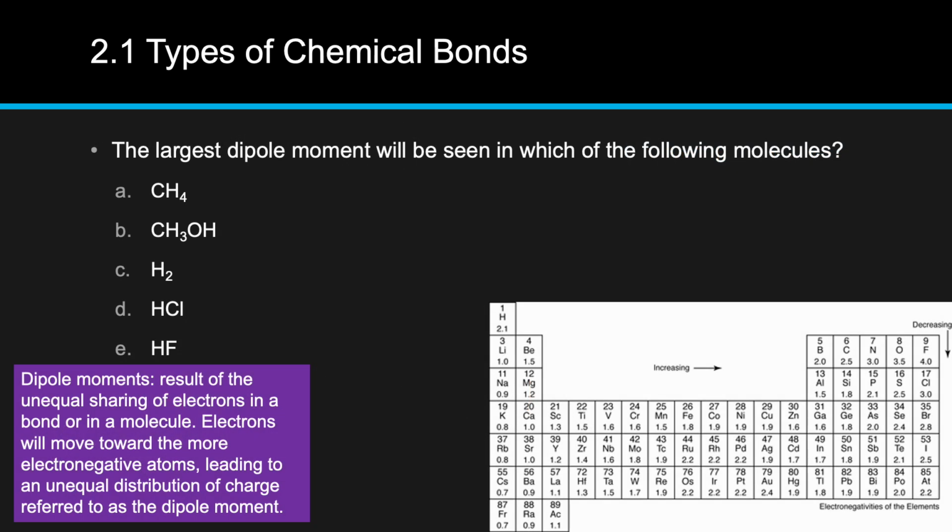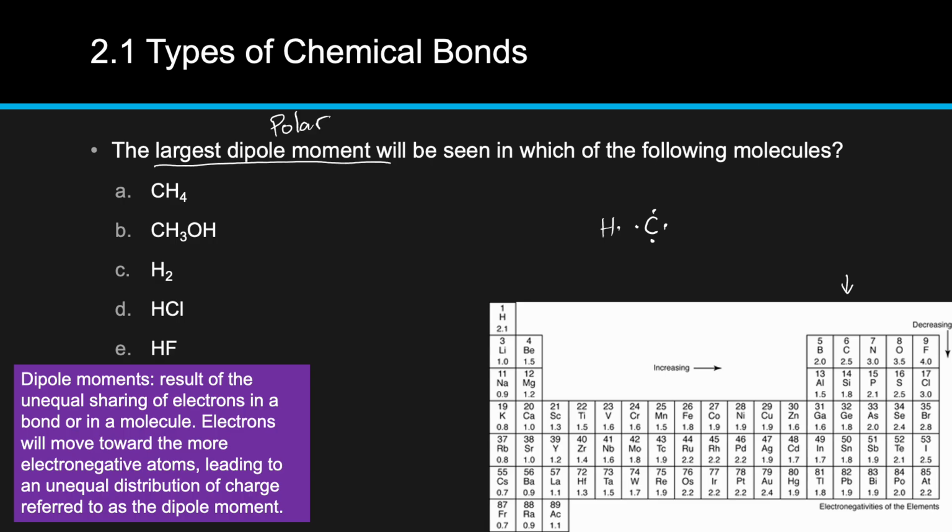So let's do a practice question. The largest dipole moment will be seen in which of the following molecules? If we are talking about a dipole moment, that means we need a polar molecule. A nonpolar molecule is not going to have a dipole because it's equal sharing of electrons. So let's look at our first option, CH4. We have carbon in the middle. Carbon is in group 14, which means it has 4 valence electrons, so it wants 4 bonds. Now, conveniently enough, it has 4 terminal atoms, or 4 hydrogens.